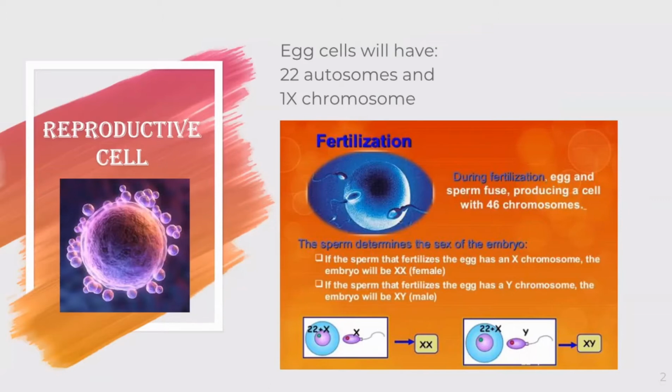During fertilization, egg and sperm cells fuse, producing a cell with 46 chromosomes. If the sperm that fertilizes the egg has an X chromosome, the embryo will be XX or female. And if the sperm that fertilizes the egg has a Y chromosome, the embryo will be XY or male.